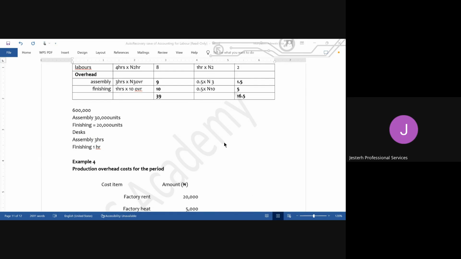Okay, let me call someone to explain to me how we split the overhead on the assembly department. Okay, so I'm going to call one person. Marcinat, are you with us?